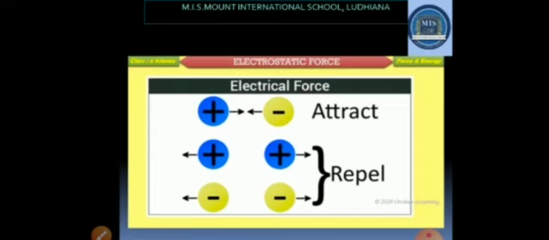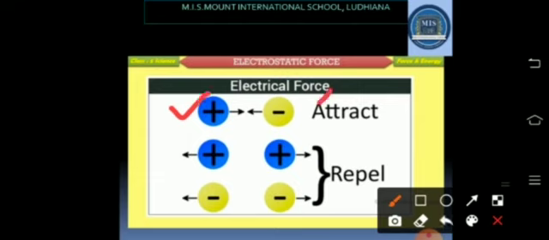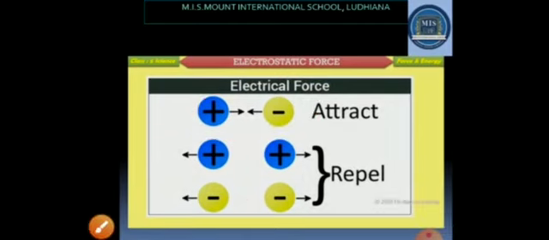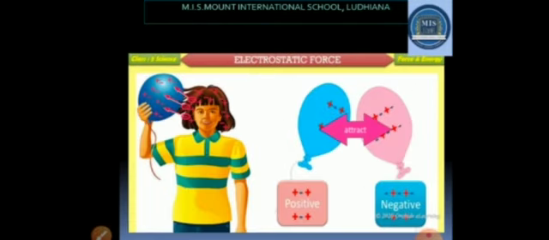Now next, let us talk about electrostatic force. Electrostatic force is the force that exists between 2 opposite charges, between a positive charge and a negative charge. Opposite charges always attract each other, and like charges, like positive positive and negative negative, repel each other. So, a force which is applied by the charges is known as electrostatic force.